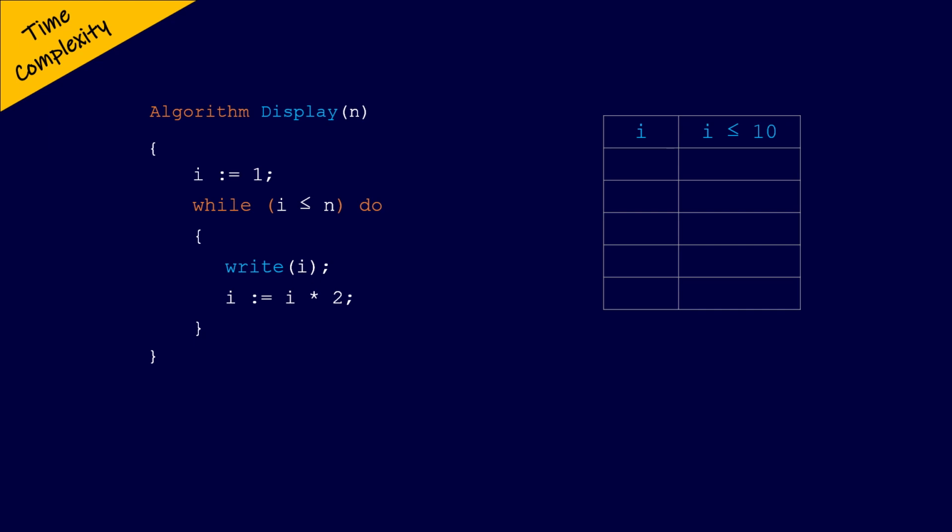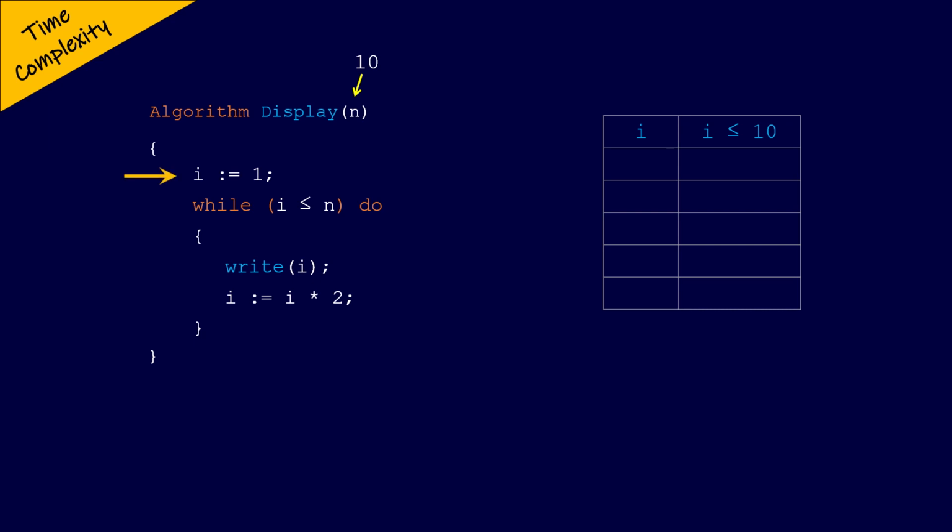This algorithm displays the numbers 1, 2, 4, 8 and so on till I is less than or equal to n. Now before computing the time complexity of the entire algorithm, we will look at how this algorithm works. More important, we will look at how many times the while loop will execute or perform its operations. Let us consider we pass the value of n as 10 to this algorithm.